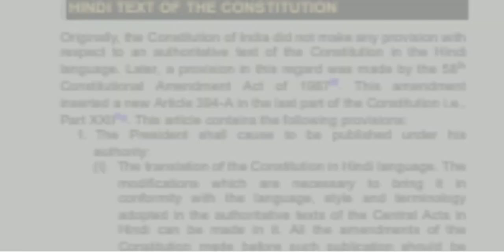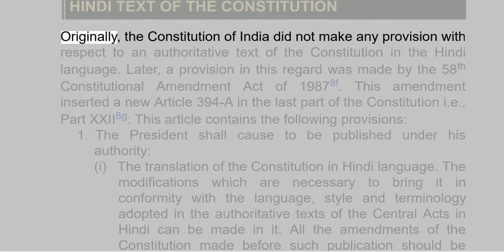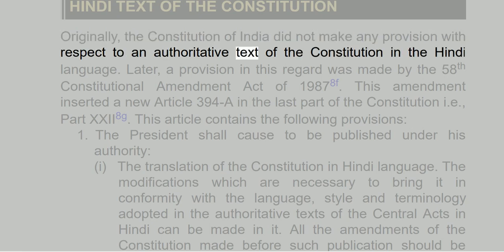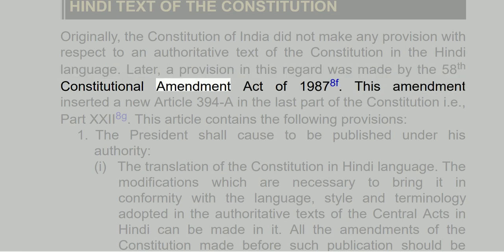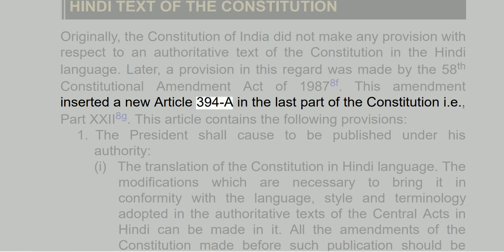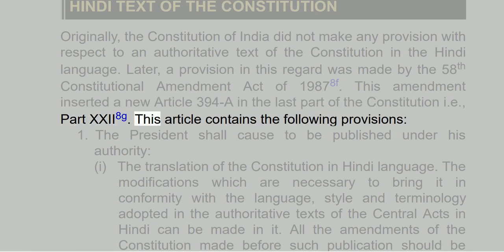Hindi text of the Constitution. Originally, the Constitution of India did not make any provision with respect to an authoritative text of the Constitution in the Hindi language. Later, a provision in this regard was made by the 58th Constitutional Amendment Act of 1987. This amendment inserted a new Article 394-A in the last part of the Constitution, i.e., Part 22. This article contains the following provisions.